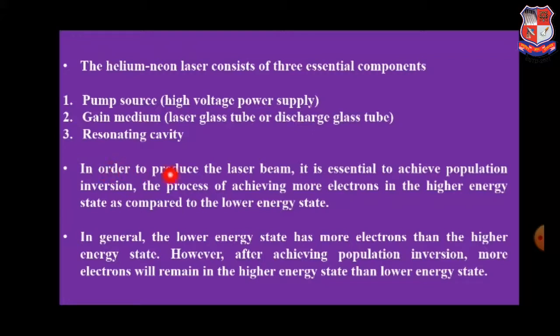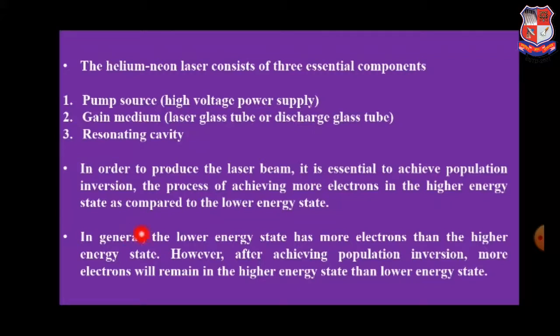In order to produce the laser beam, it is essential to achieve the population inversion mechanism, which is the process of achieving more electrons in the higher energy state as compared to the lower energy state. So the basic concepts of electronic materials are also applicable over here, like valence band and conduction band. Here they are termed as the lower or ground energy state and excited energy states.